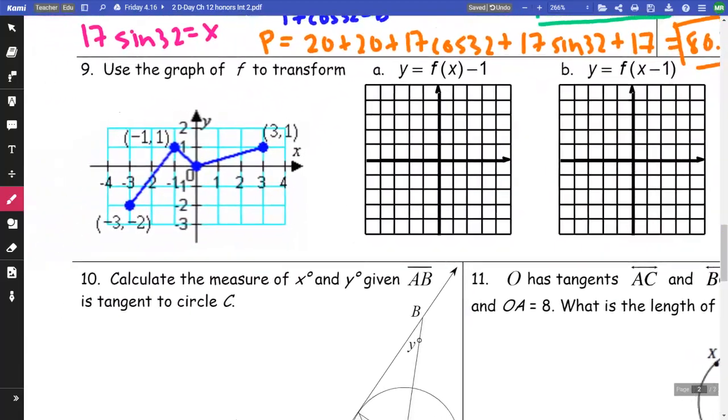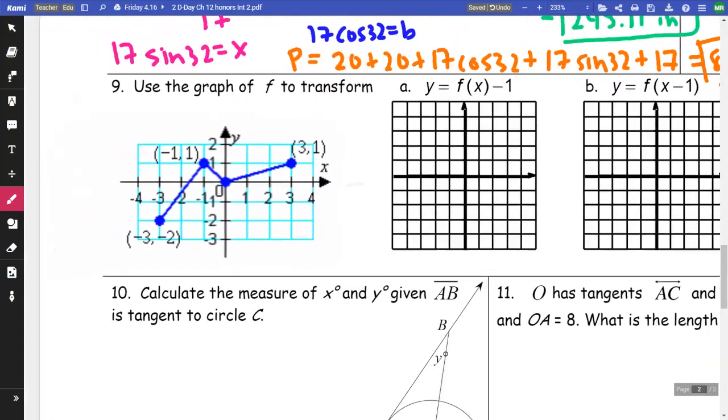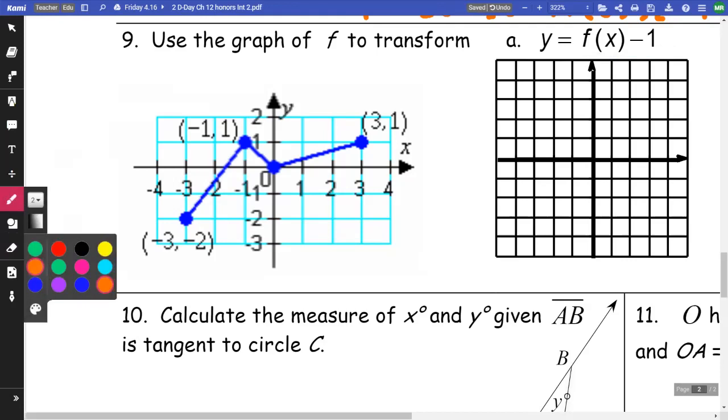On number 9, I'm just going to draw them here on this graph instead of on the other graph. So this one here, I'm not going to do it in blue, I'll use a different color since I have blue on there. Let's say I do this one in orange. That minus 1 is going to drop every point down 1. So I'm going to have a point here, here, here, and here. And then we can connect the lines.